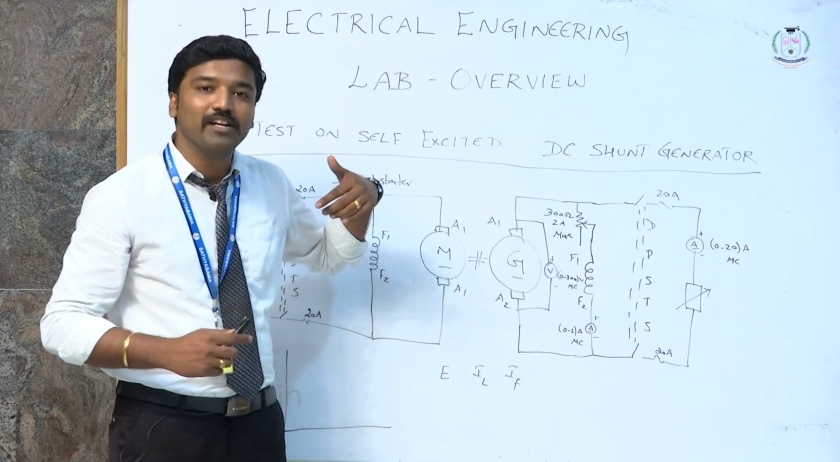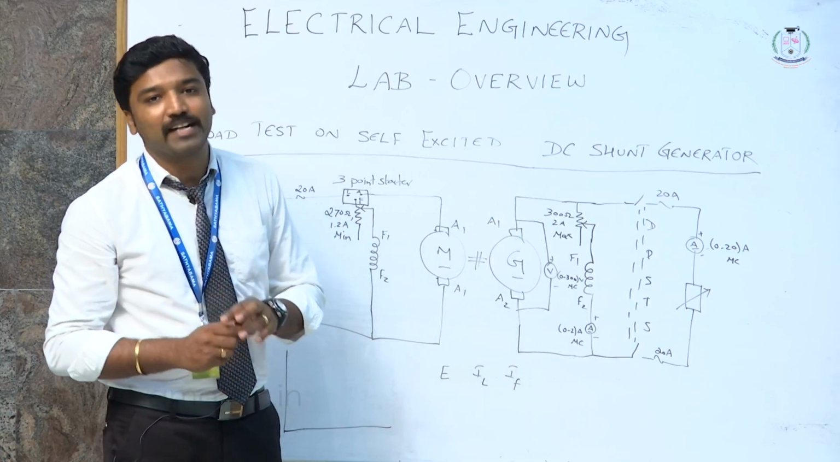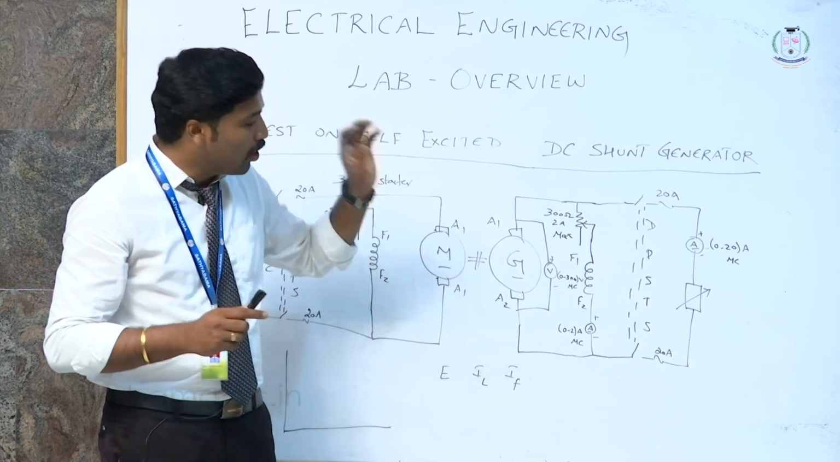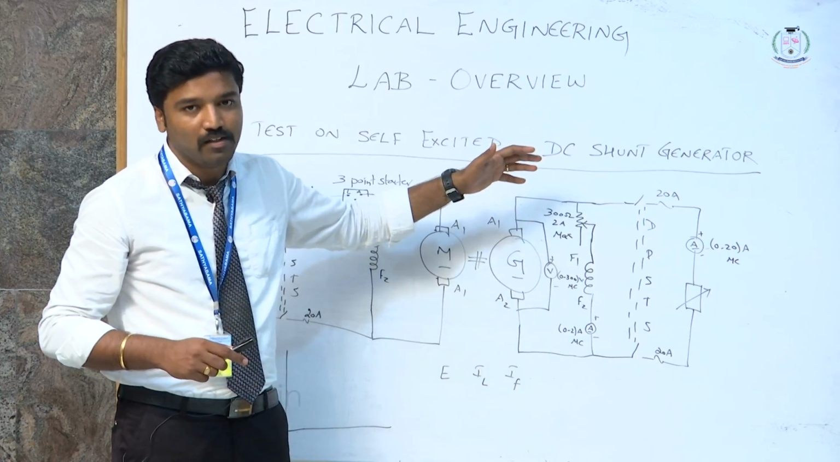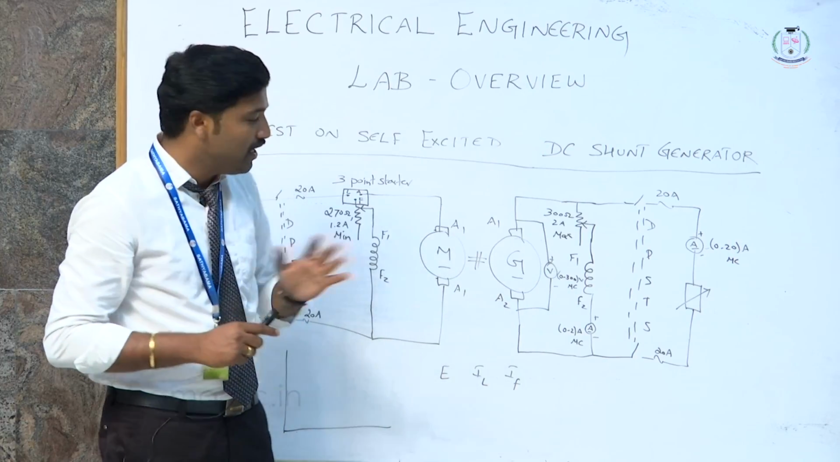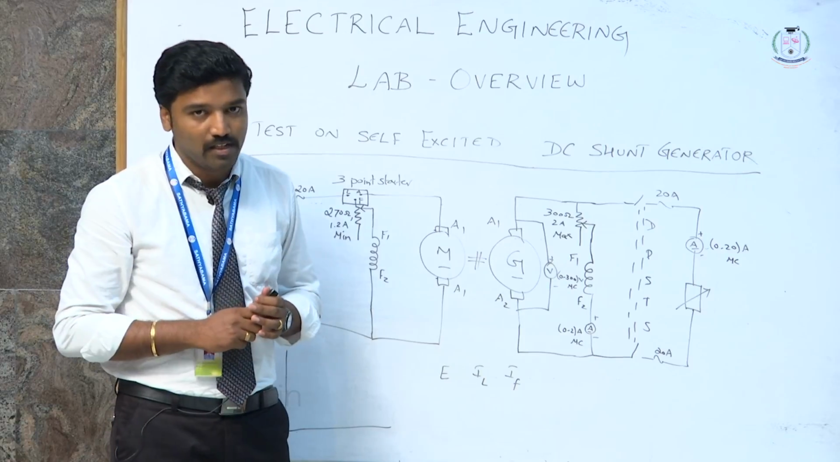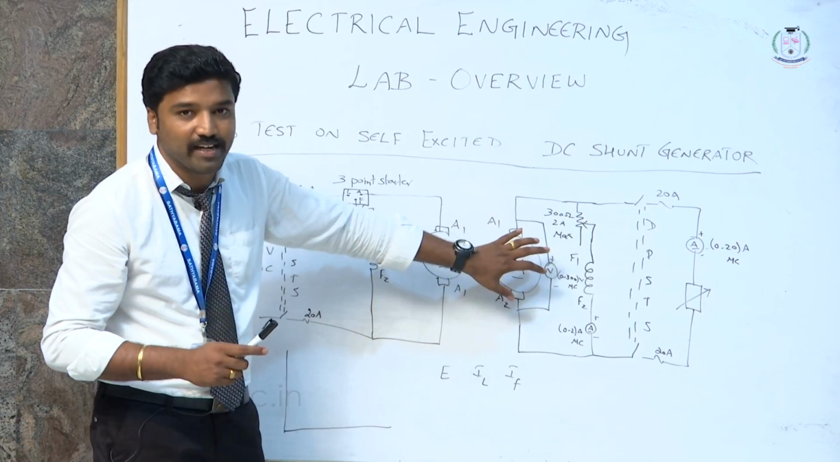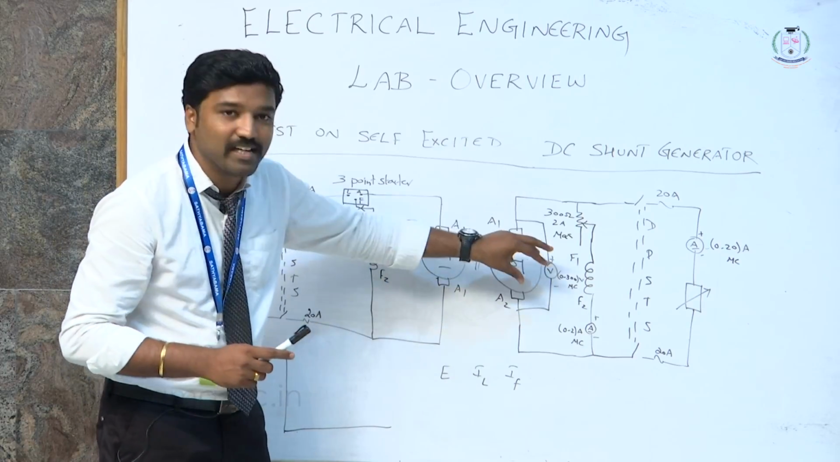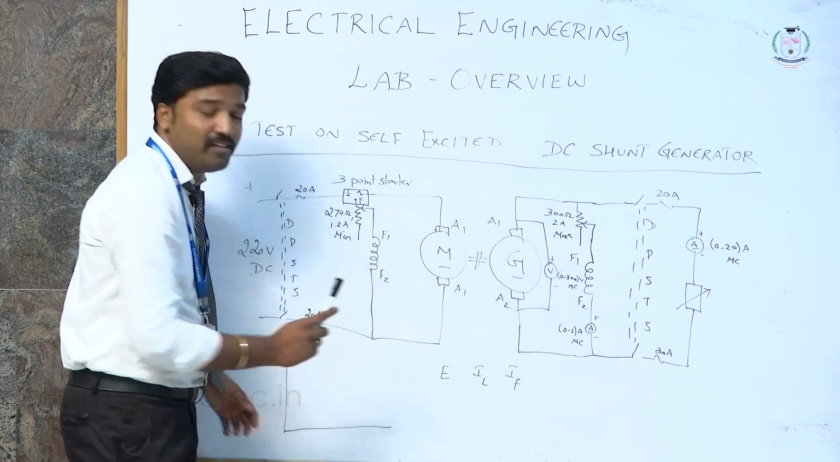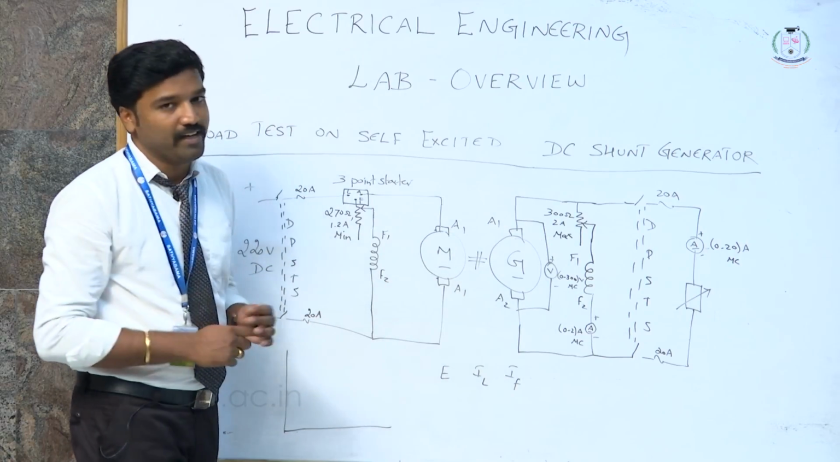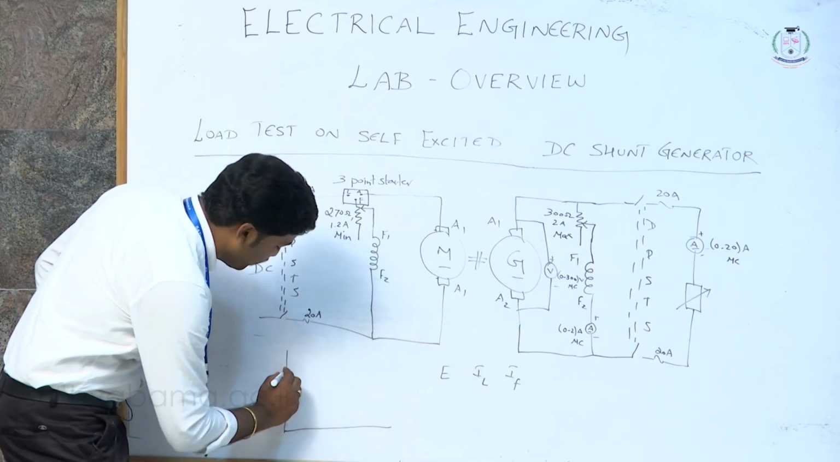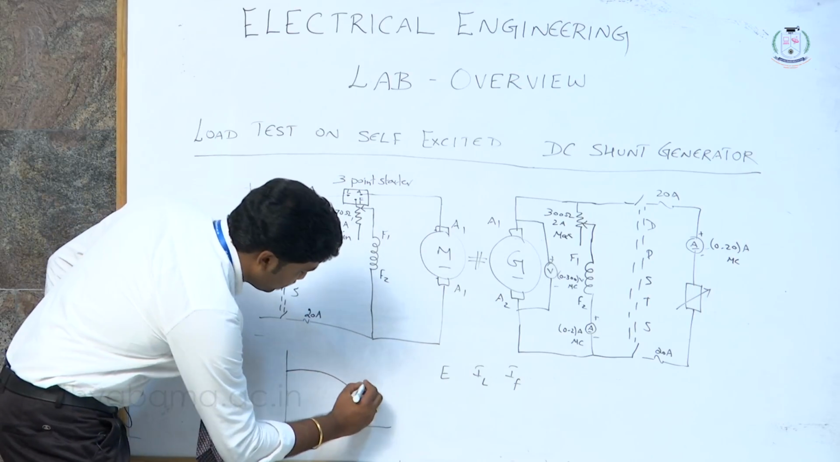So what is the curve we learned in the previous experiment? Nothing but magnetizing characteristics, because in that experiment, according to your field, how much voltage is generated, that we have taken as magnetizing characteristics. Here, internal and external characteristics. As I told you, internal means inside the generator. Inside the generator means generated EMF EG and your current IA. So IA and EG together give internal characteristics.